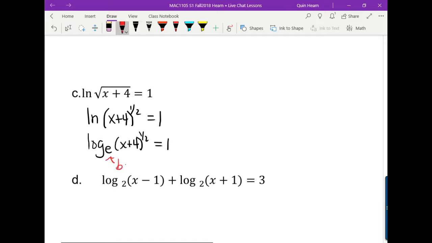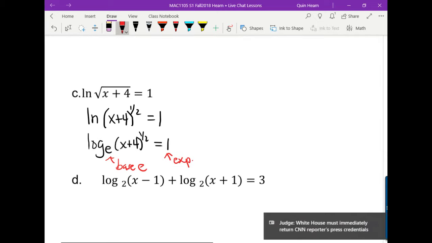Okay, so that's an approximate answer, and then e to the 5th over 2 is the exact solution. So when they ask you for that in my math lab, that's what they're asking for.